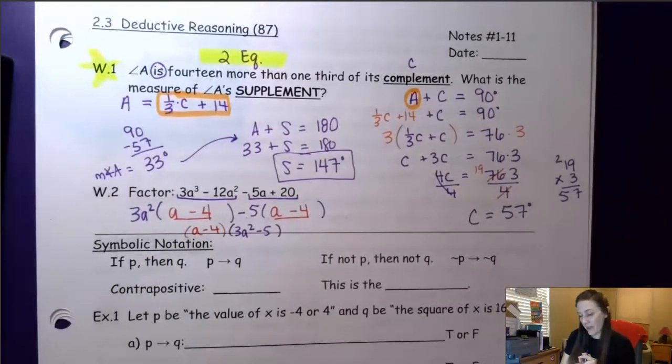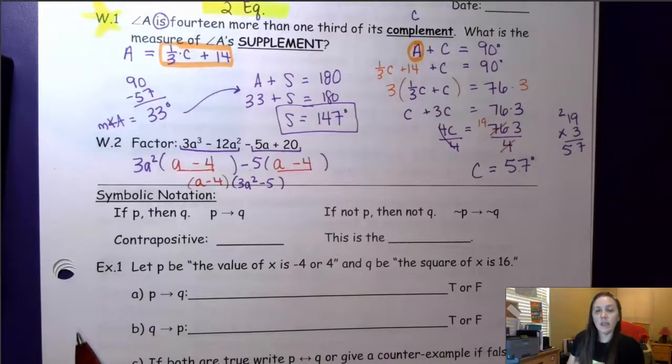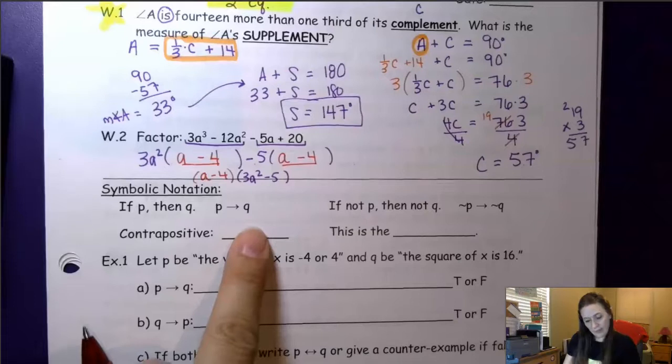Good job. Okay, so here we're going to start deductive reasoning. We have symbolic notation, and I believe we already did our conditionals. And we're going to go a little bit more in depth with them. We talked about symbolic notation, if P then Q. This is my conditional.